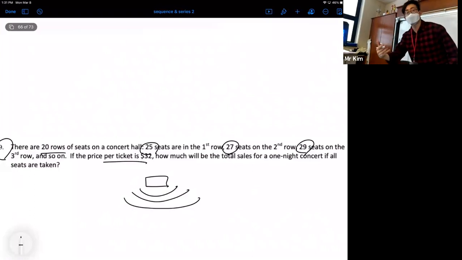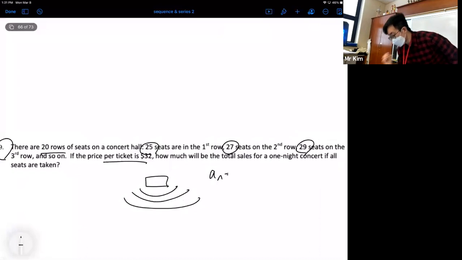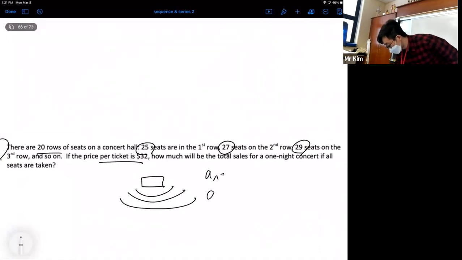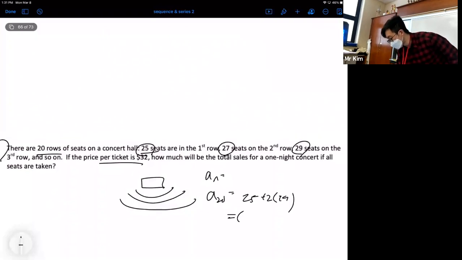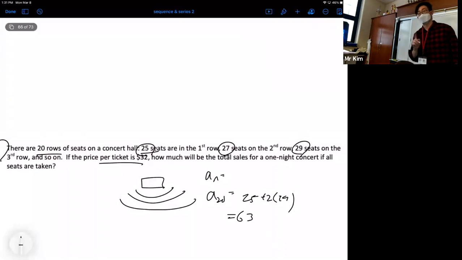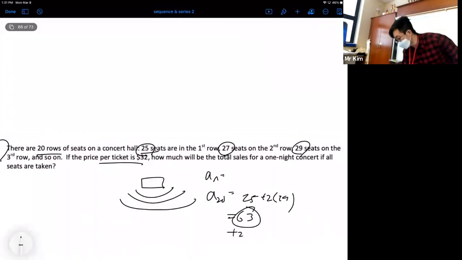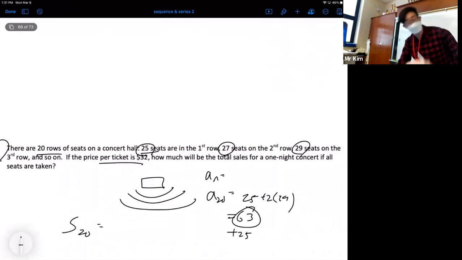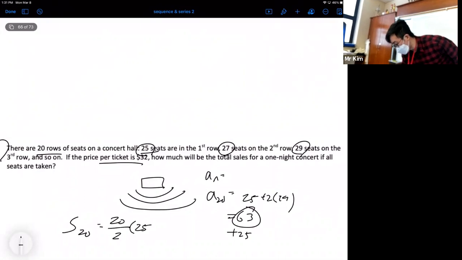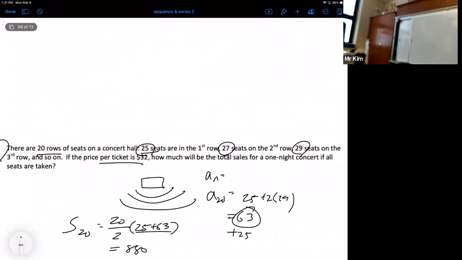Guys, I'm sorry, but I'm going to rush through these. The 20th row should be 25 seats in the first plus the common difference times 19. This should give you 63 in total, which I believe is going to be the correct case. 63 plus 25, and remember, S sub 20, the first 20 rows of seats combined, is 20 divided by 2 times 25 plus 63, which is 88. So that's going to give you 880. There are a total of 880 seats in this theater.